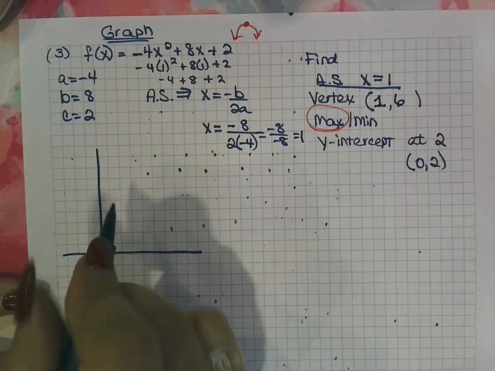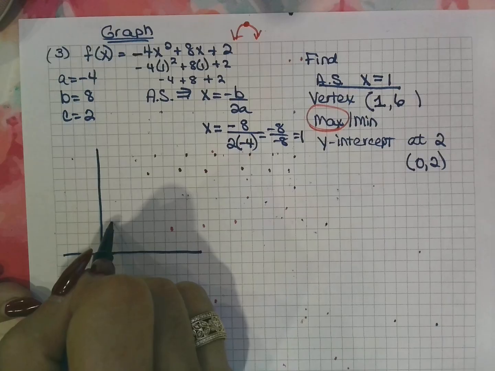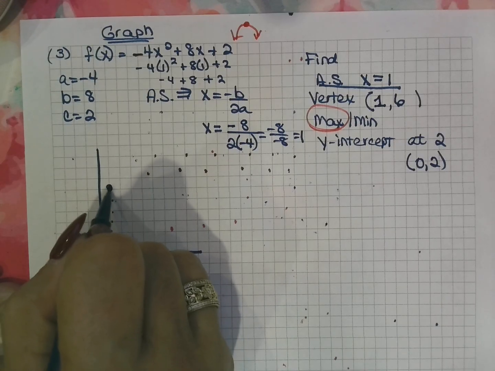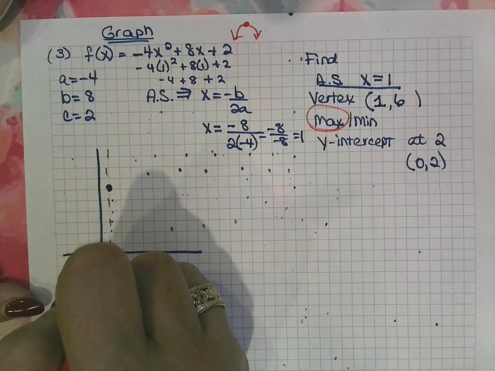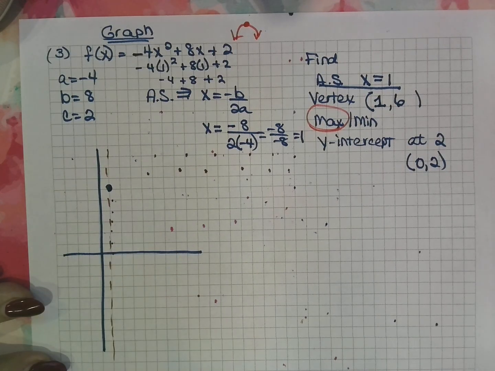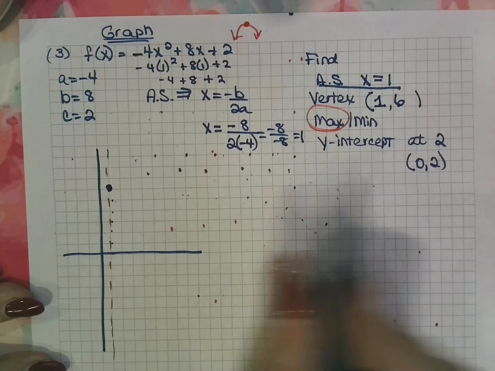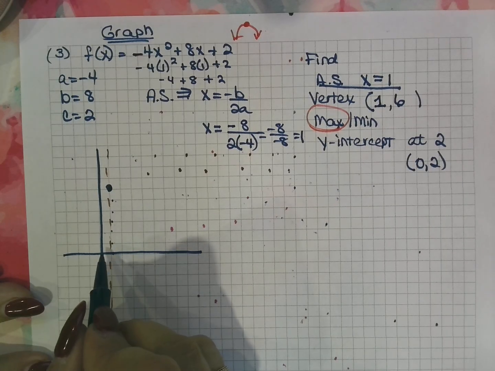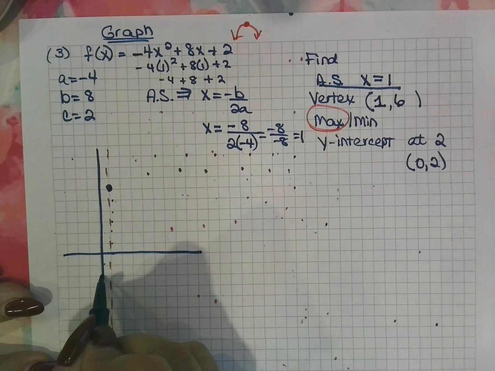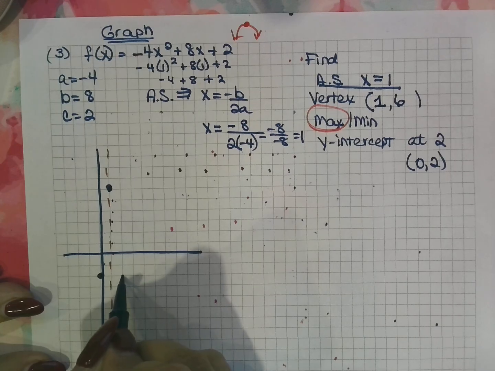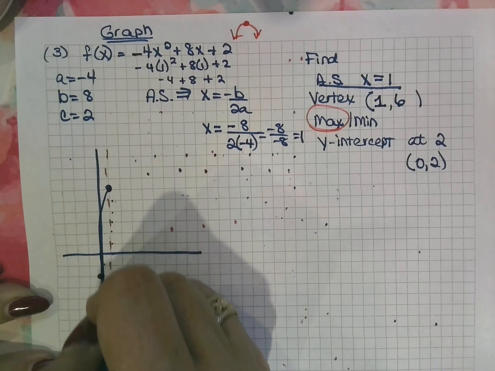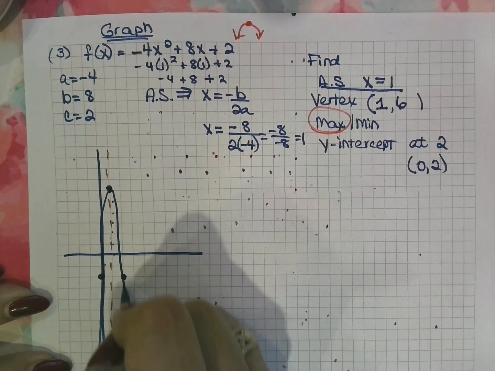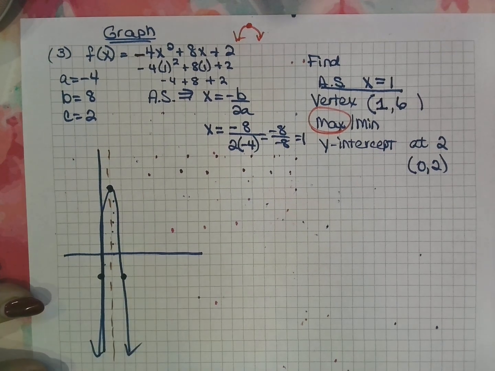So we have a vertex at 1, 1, 2, 3, 4, 5, 6. You have your axis of symmetry at x equals 1. You have a y-intercept at 0, 1, 2. So that means there's a matching one over there. And really, we don't need anything else. We can just connect our dots, and we're good to go.